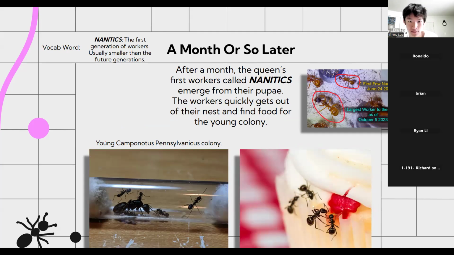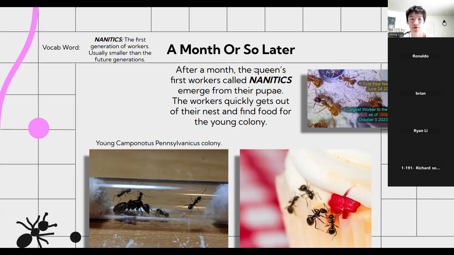So that's pretty awesome. Okay, so we can see here also a young Camponotus pennsylvanicus colony. This is not my ant, but this is a type of ant in Pennsylvania in the eastern United States. So if any of you guys live in the eastern US, you guys will find this type of ant. So yeah, pretty cool. So do we have any more questions?